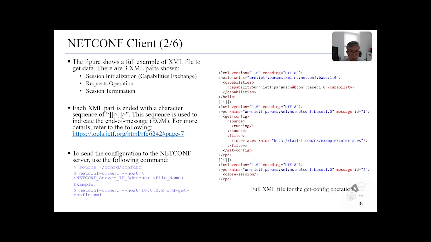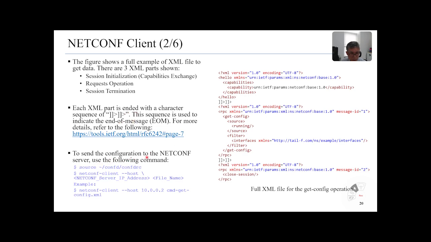The first part is session initialization. We have this sequence of characters, with square brackets and angle brackets, which indicates the end of the XML part. Then comes the actual NETCONF operation, and then this is the termination part. This sequence of characters is used to indicate the end of a message.